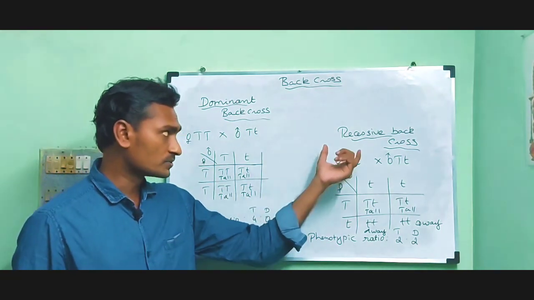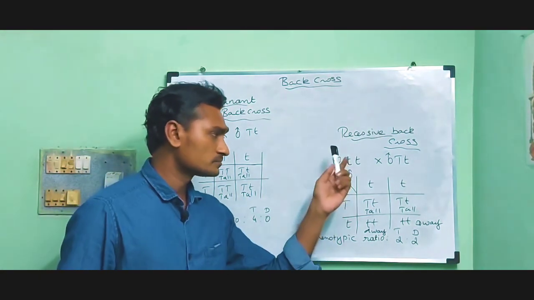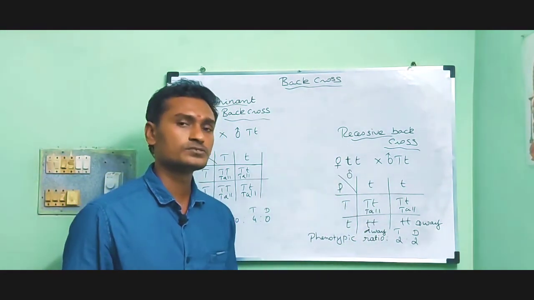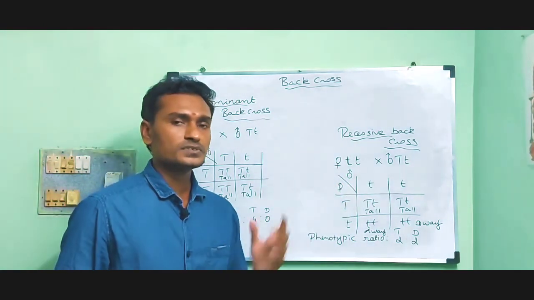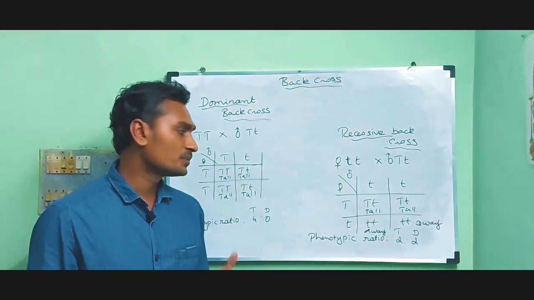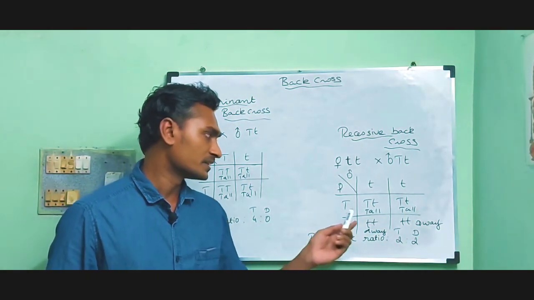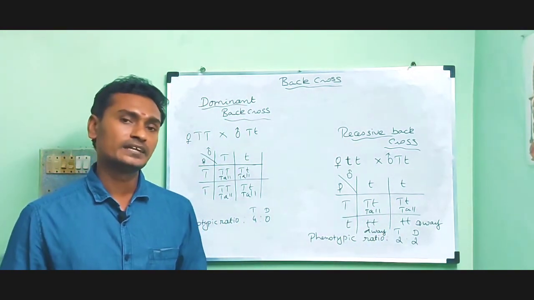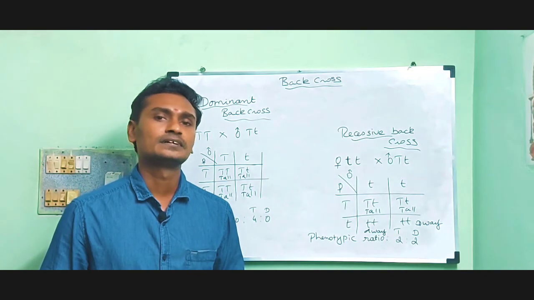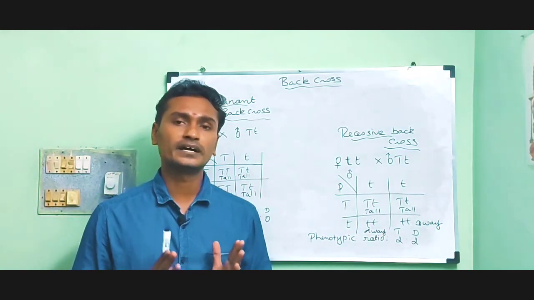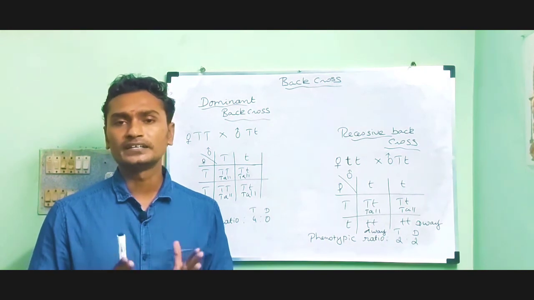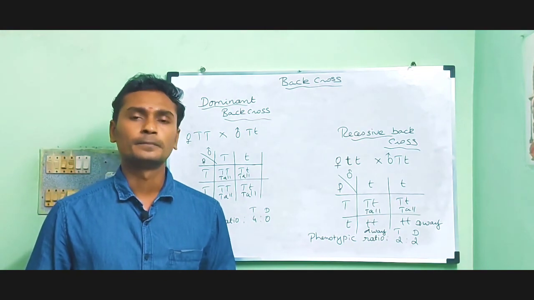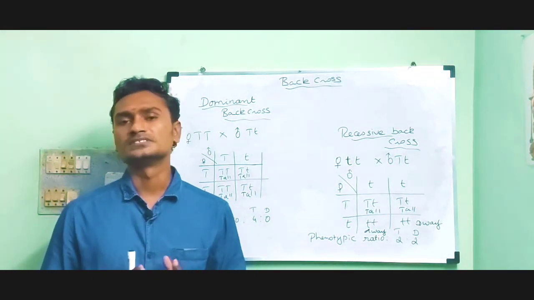Next, we move on to the recessive back cross. When the F1 hybrids are crossed with the homozygous recessive parent, individuals of both phenotypes appear in equal proportion. This cross is also called a test cross because the recessive back cross is helpful to identify the heterozygosity of the hybrids.